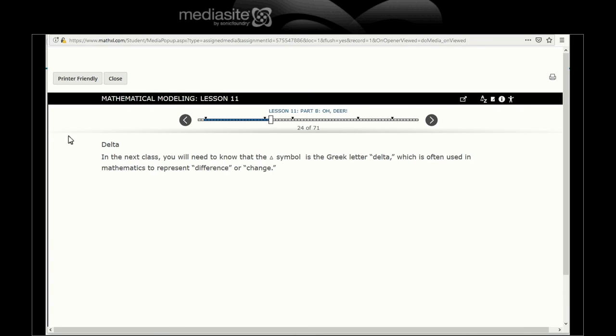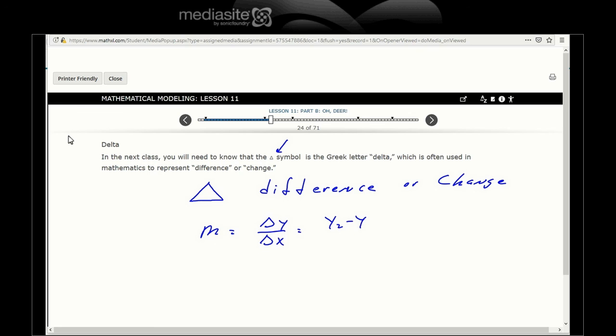Delta. Okay, so here's the definition. Delta is a Greek symbol; the symbol is basically a triangle. It means change or difference. Kind of like hinted earlier with slope, it was delta y over delta x. It basically means the difference between two values of y and the difference between two values of x, or change in y, change in x.